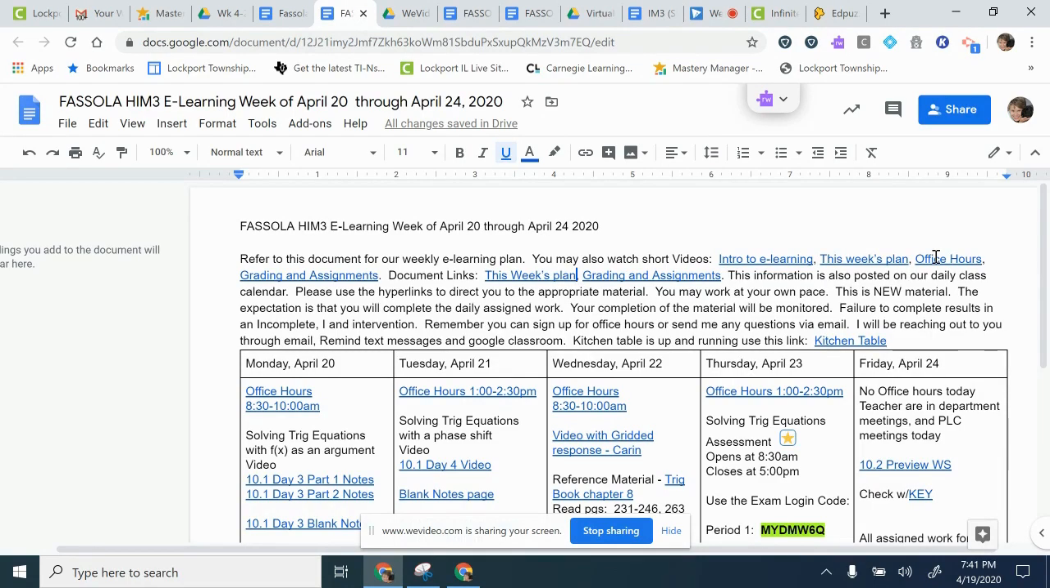You continue your learning, you keep or increase your grade, and the bottom line is you're ready to move forward at the beginning of the school year next year.